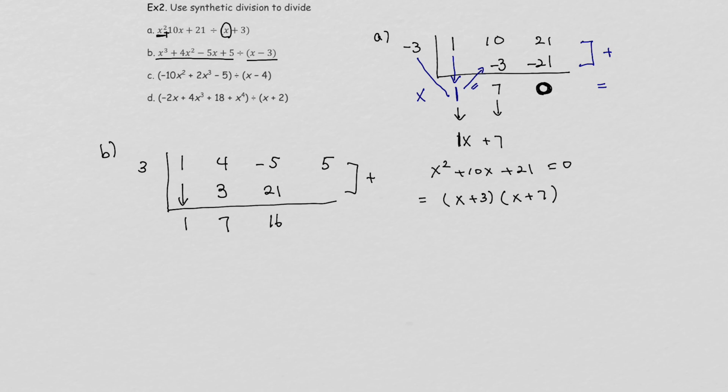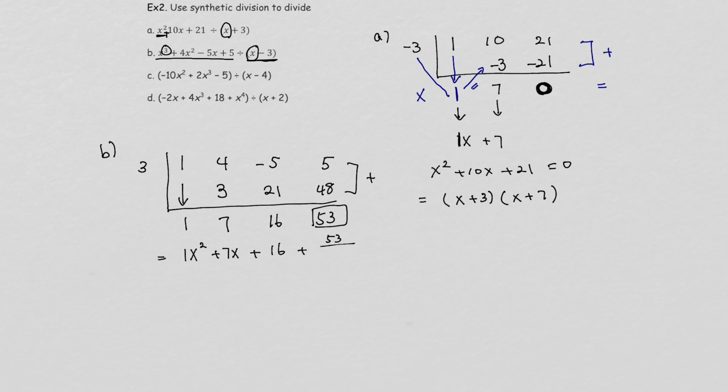3 times 16 is 48. Add 5, you get 53. So this is not going to be a factor value. X minus 3 is not a factor of the given polynomial function. Why? Because you didn't have 0. So how are we going to write the solution? When we get this, we started with cube and we factored out 1x, so the solution should have a square. Start with square, and plus 7x plus 16 plus, that's the remainder.